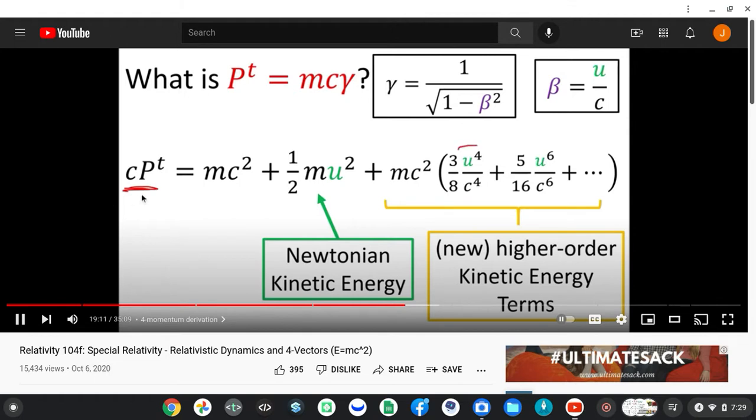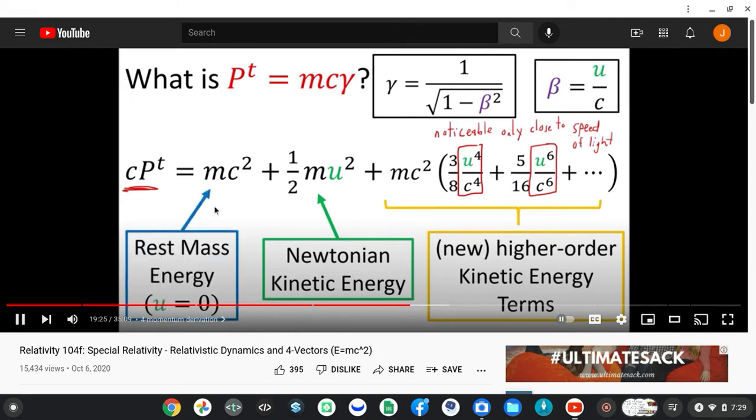Note that because of the u over c terms in here, these terms only become noticeable at speeds close to the speed of light. So it makes sense that Newton wouldn't have known about them. And finally, the first term doesn't contain any velocities at all.